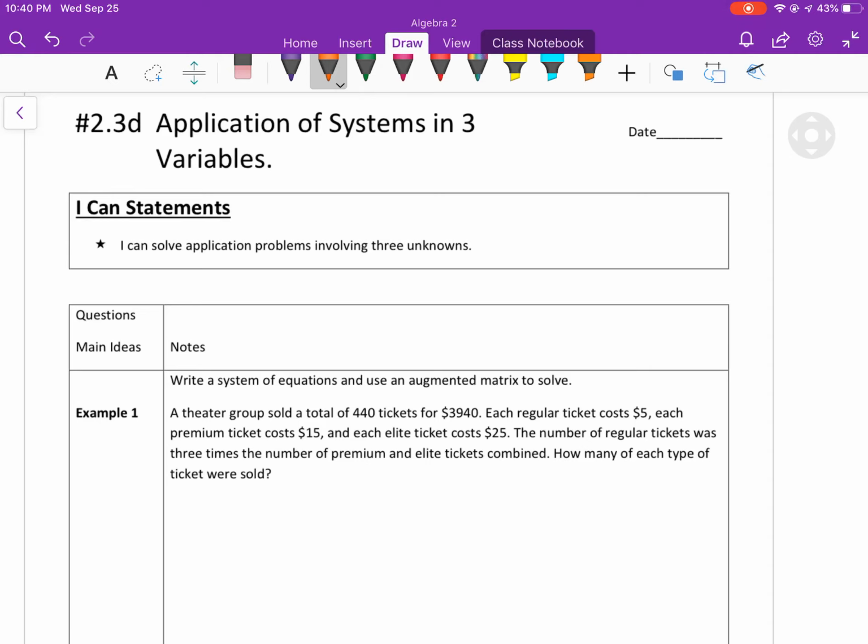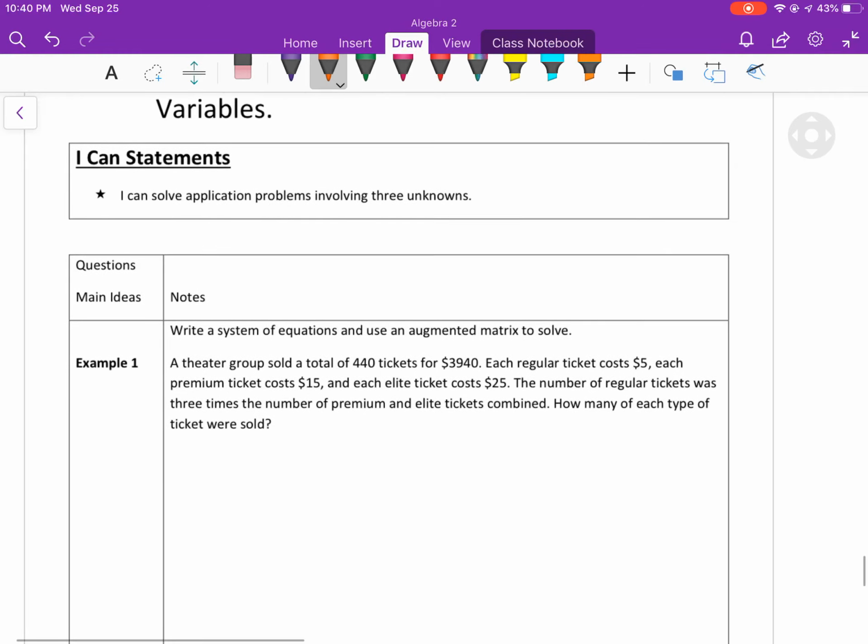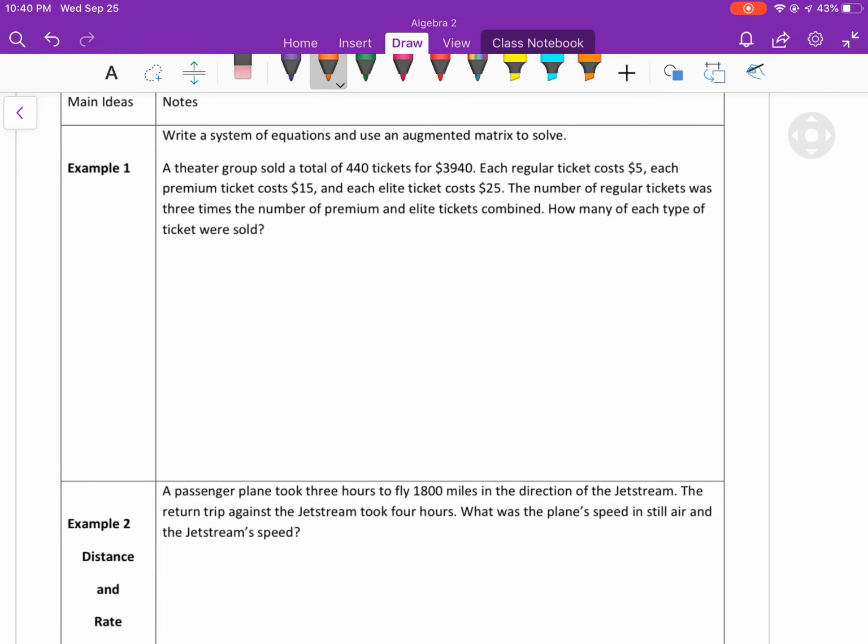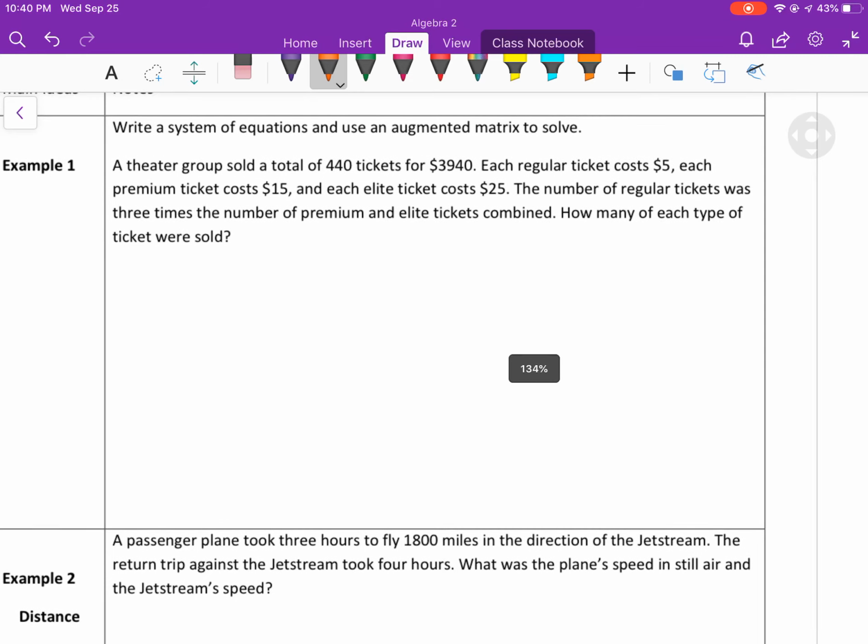So if you have not first finished 2.3c, the one before this, on solving with augmented matrices, stop now and go back and do that, because you do need to know how to do the row reduced echelon form in your calculator to get your answers. But here we go. So write a system of equations and then use the augmented matrix to solve.